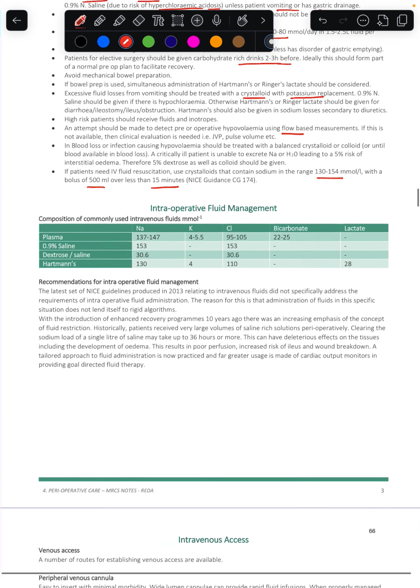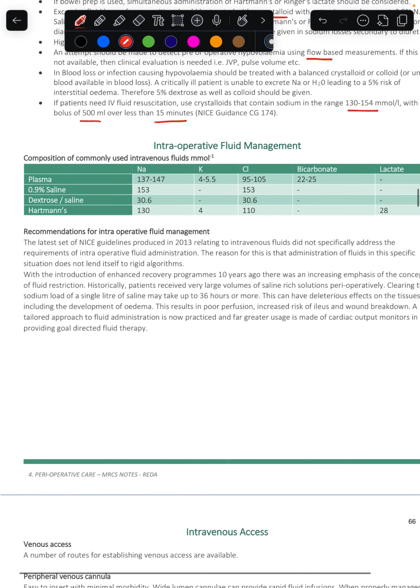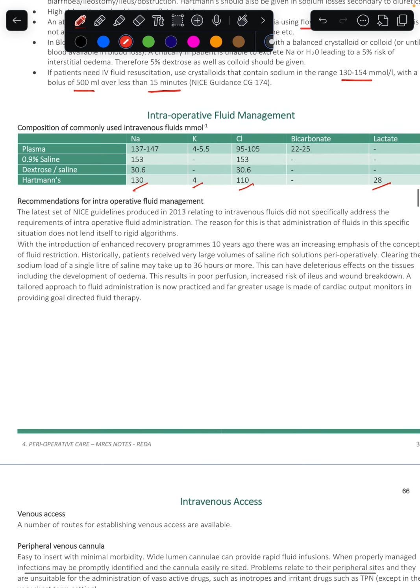This is preoperative. Now, intraoperative, what are you giving? Sodium, potassium, chloride, bicarbonate, lactate. These are important: sodium and potassium. Normal saline contains 153, and Ringer Hartmann solution contains what is exactly there in the plasma. Plasma sodium is 137 to 147, Ringer's lactate contains 130. Potassium in plasma is 4 to 5.5, and Ringer's contains 4. Chloride in plasma is 95 to 105, Ringer's is 110, and it additionally contains lactate of 28. So Ringer's lactate or Hartmann solution is used.